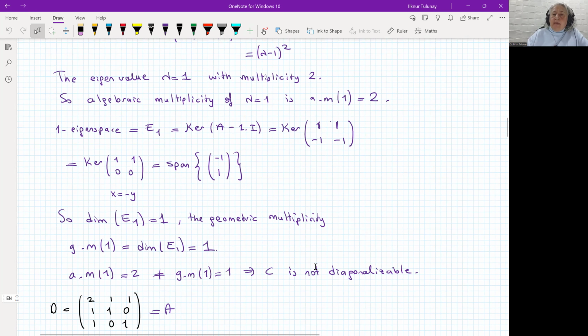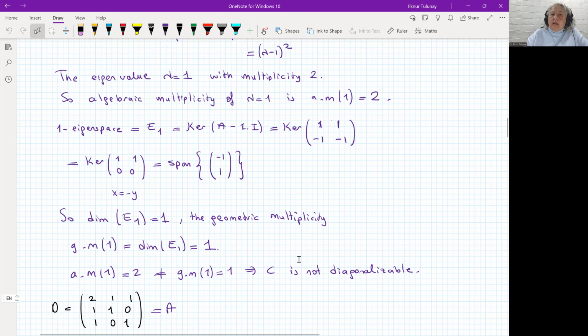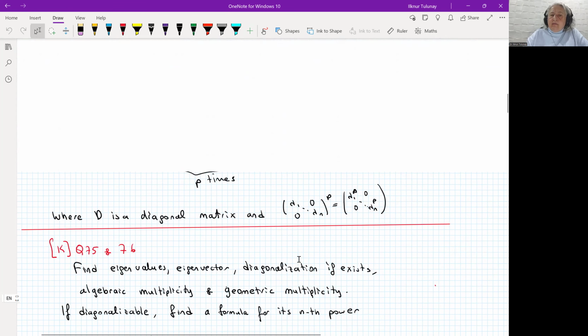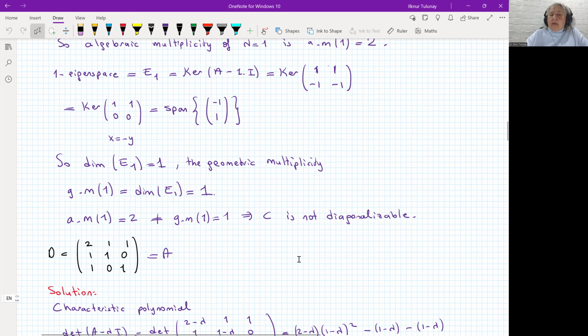This means that the dimension of E1 is 1. It means the geometric multiplicity, GM1, which is the dimension of E1, is 1. Algebraic multiplicity is 2, this is what we found, and geometric multiplicity is 1, that's what we found here, and they are different, they are not the same. Because of our criterion, they have to be the same in order for the matrix to be diagonalizable. This matrix is not diagonalizable because the algebraic multiplicity is different from the geometric multiplicity.